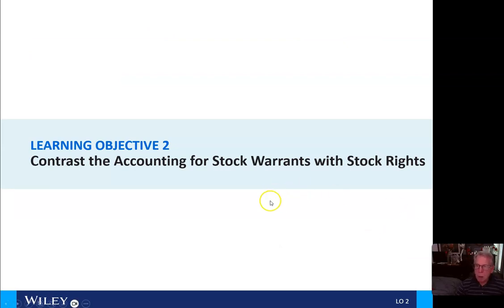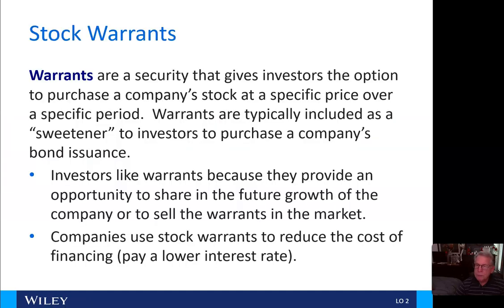Okay, we'll move on to the next learning objective, and here we're going to contrast the accounting for stock warrants with stock rights. Stock warrants are a security that gives investors the option to purchase a company's stock at a specific price over a specific period. Warrants are typically included as a sweetener to investors to purchase a company's bond issuance.